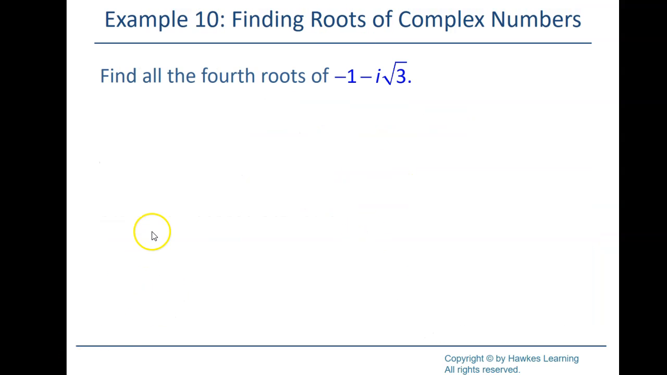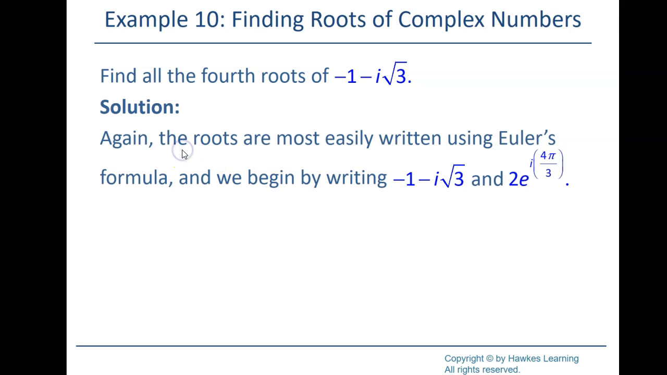All right, let's do one that has a little bit nicer numbers. So let's find the fourth roots of this complex number, -1 minus i square root of 3. All right, so same thing. What is our magnitude? Our magnitude, if you square the real part and the imaginary part, square -1, we get 1. Square root of 3, we get 3. 1 plus 3 is 4. The square root of that is 2.